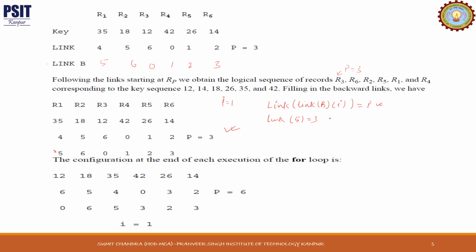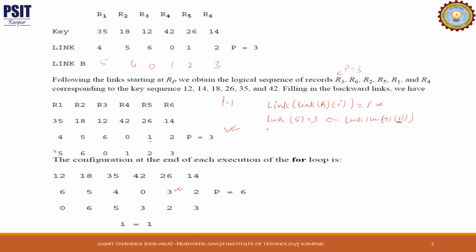See once again, how did we get this? Link of link b, since i is equal to 1, so it is 1. So link b of 1 is 5 here, so I have written 5 here. So link of 5 is equal to 3. Now we go to the fifth record, and link of 5 is 1, so this 1 will basically become 3. So this 1 became 3 here.